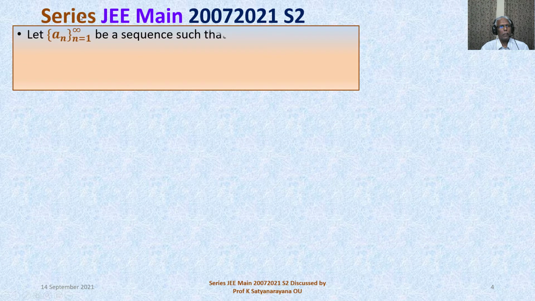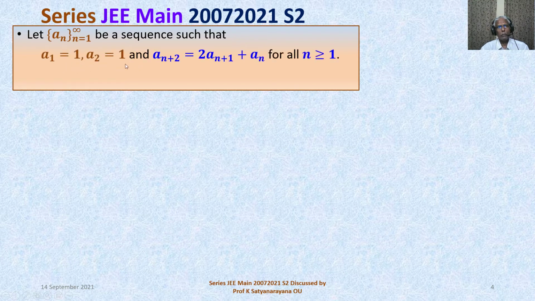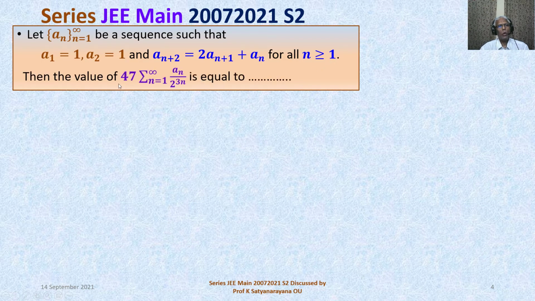The example is: let a_n, n equal to 1 to infinity, be a sequence such that a1 is equal to 1, a2 is equal to 1, and a_(n+2) is equal to 2 times a_(n+1) plus a_n for all n greater than or equal to 1. Then the value of 47 times the series sigma n equal to 1 to infinity a_n by 2 power 3n is equal to.